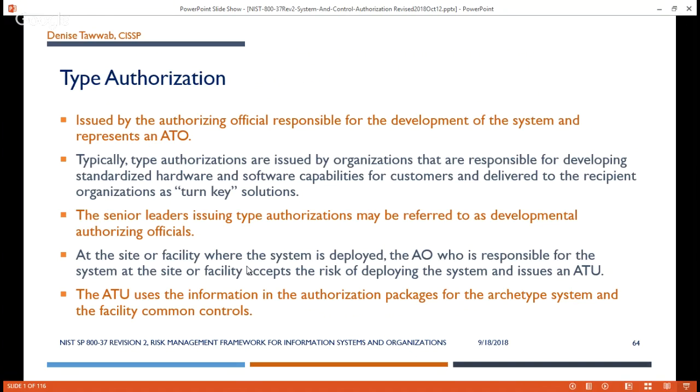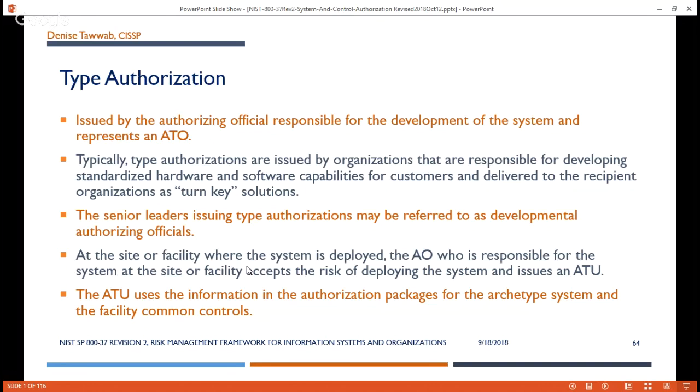And then as it's rolled out, each facility has an authorization to use based on the type authorization. So the senior leaders issuing type authorizations may be referred to as developmental authorizing officials. At the site or facility where the system is deployed, there the authorizing official is responsible for the system at the site, and that AO accepts the risk of deploying the system and issues an authorization to use. So a type authorization works in conjunction with an authorization to use made by the AO at the facility where the system is deployed.